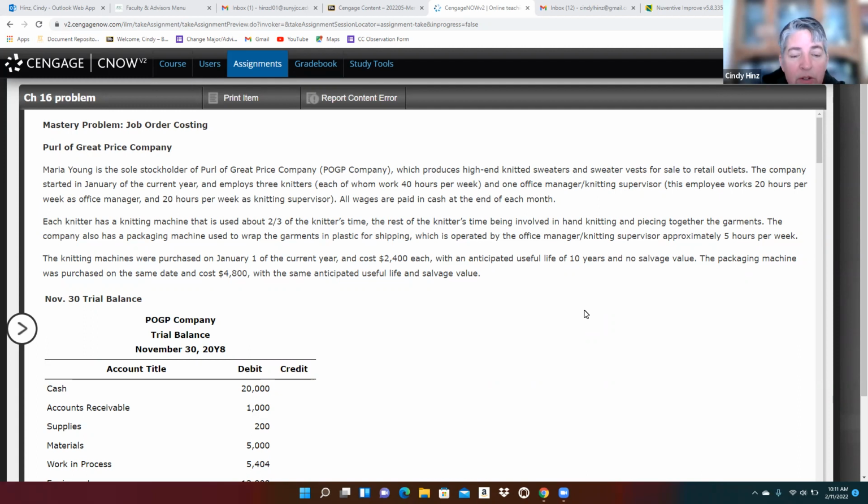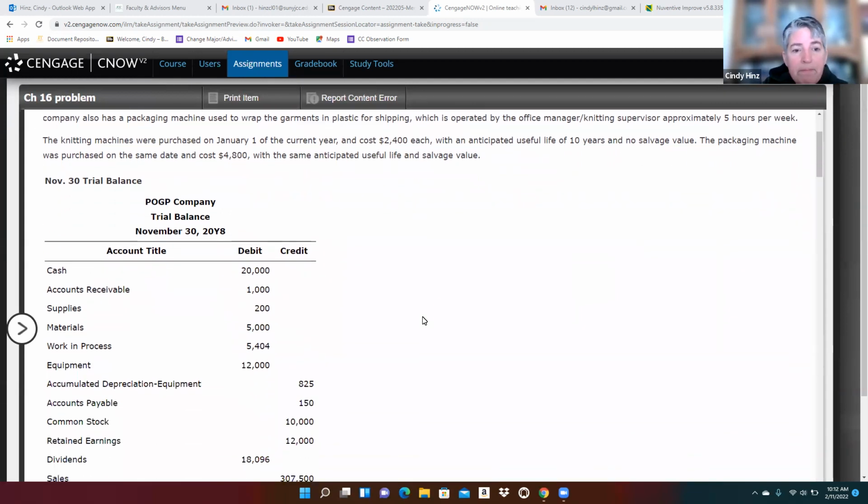The knitting machines were purchased at the beginning of this year. They cost $2,400. And we expect to use them for 10 years. So if we use straight line depreciation with no salvage value, we would want to spread that $2,400 over the 10 years. So that would be $240 per year of depreciation. The packaging machine was purchased on the same date, cost $4,800. So that would be $480 per year in depreciation.